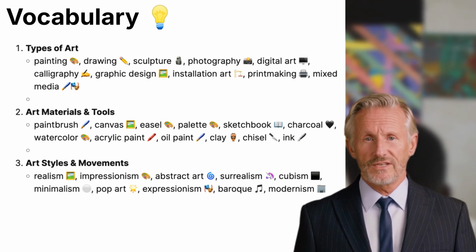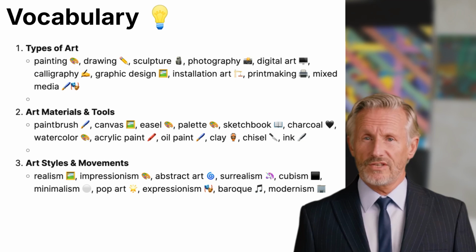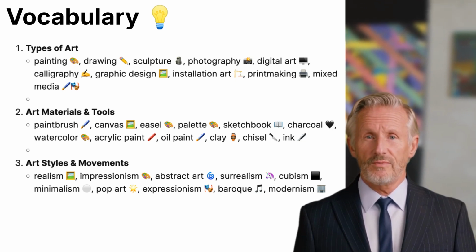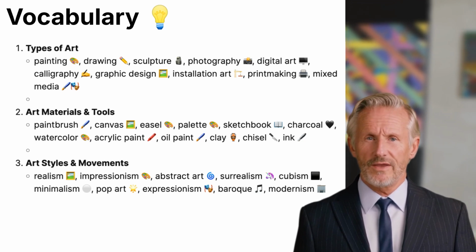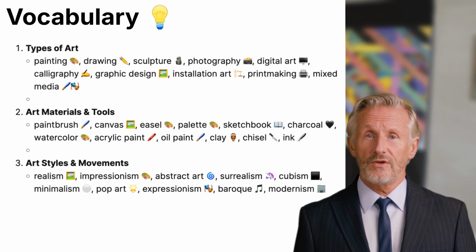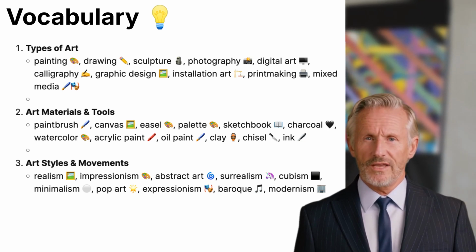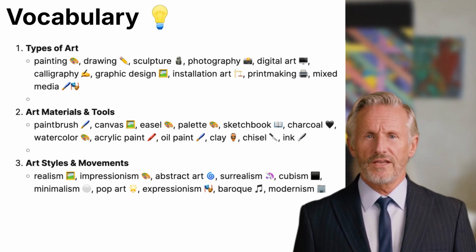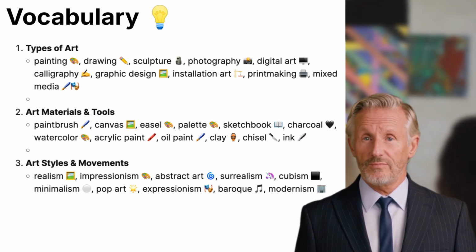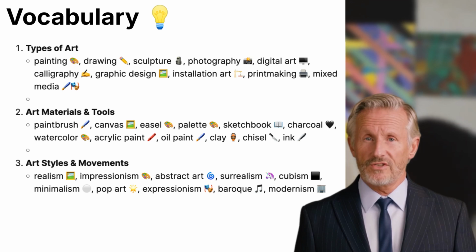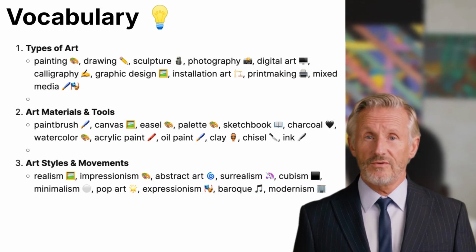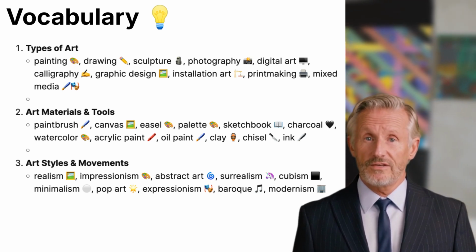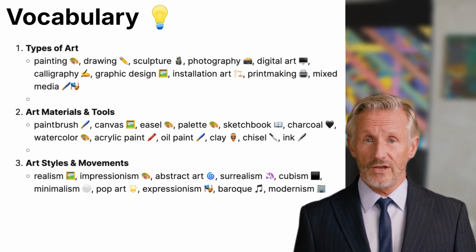Charcoal, a black drawing material made from burned wood. Watercolor, transparent paint that uses water as a base. Acrylic paint, a fast-drying paint made of pigments suspended in acrylic. Oil paint, a slow-drying paint made from oil and pigment. Clay, a soft, moldable material used for making sculptures. Chisel, a tool used to carve or shape hard materials, like wood or stone. Ink, a fluid used for drawing or calligraphy.